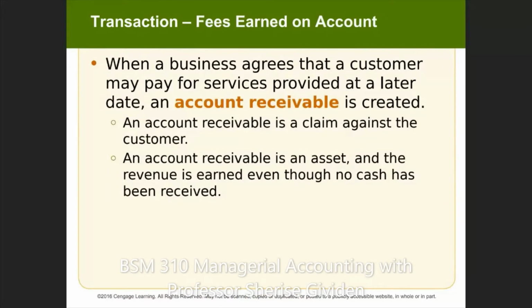When a business agrees that a customer may pay for services provided at a later date, we have an account receivable. An account receivable is a claim against the customer. It's an asset, and the revenue is earned even though no cash has yet been received. So we performed the work, they owe us the money, they haven't paid us yet, so we have an account receivable. We expect to get that money.